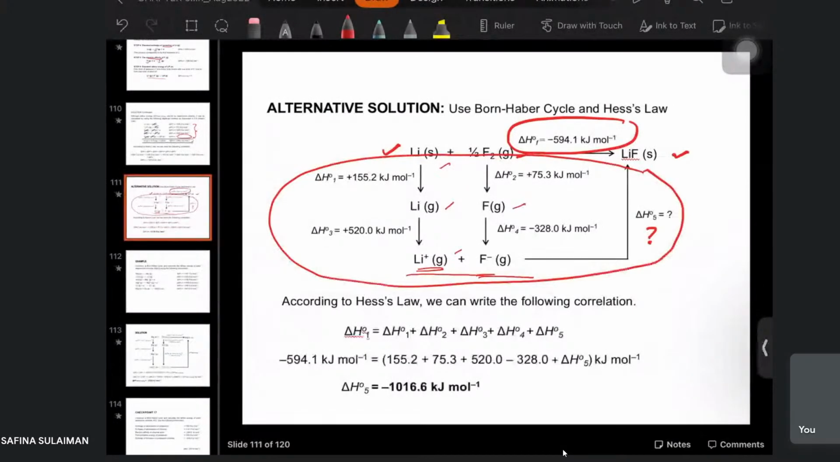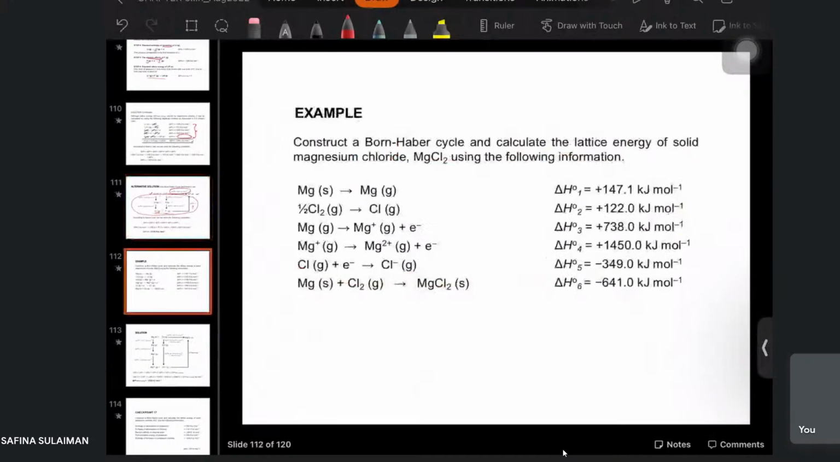Okay, another example. Okay, this one pula dia tak bagi tahu atomization ke or ionization. Tapi dia bagi awak equation. First is Mg solid kepada Mg gas. So this one apa kelas? Ni nama dia apa? Atomization. Okay, this one we call as atomization.